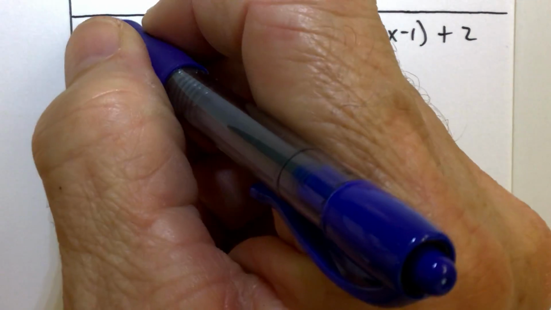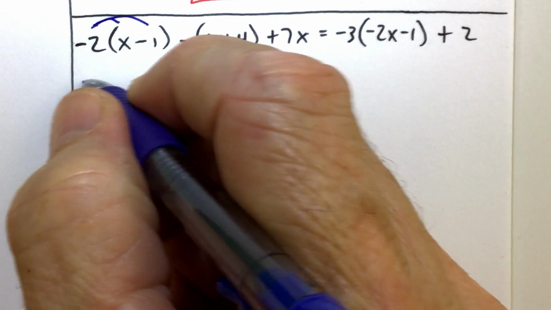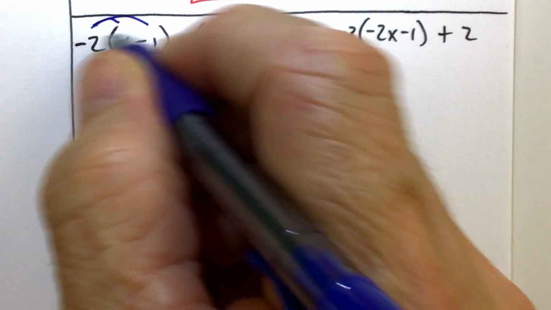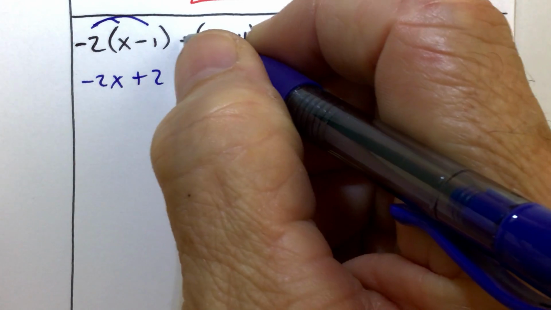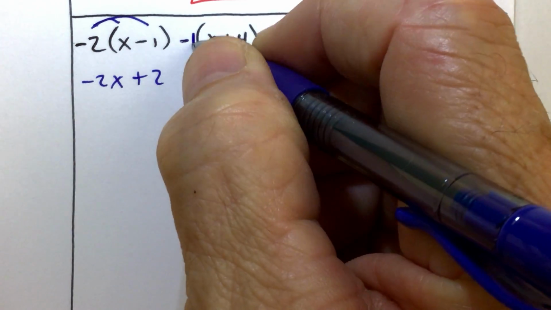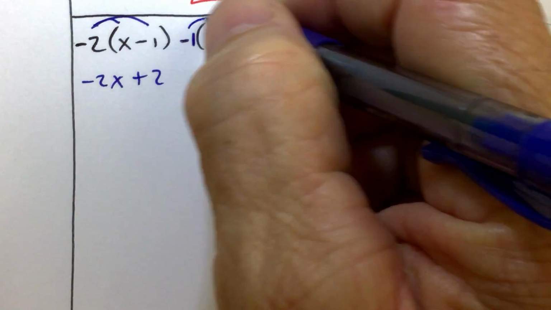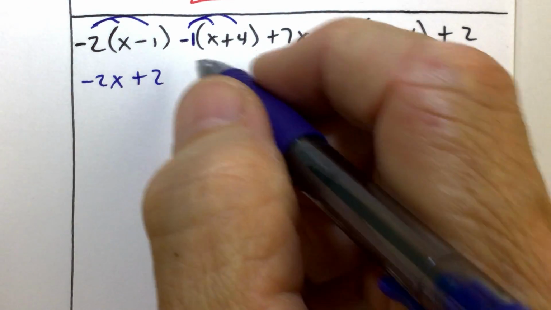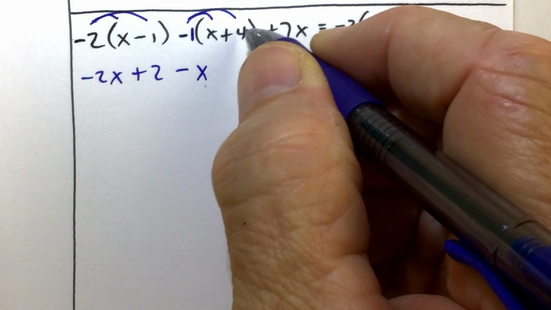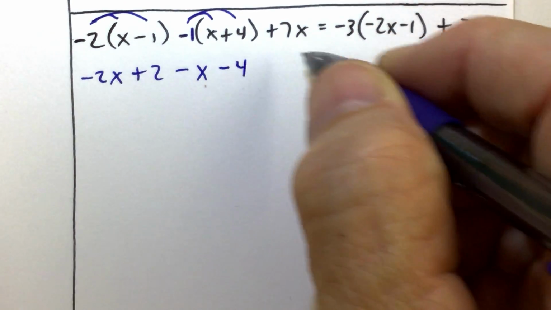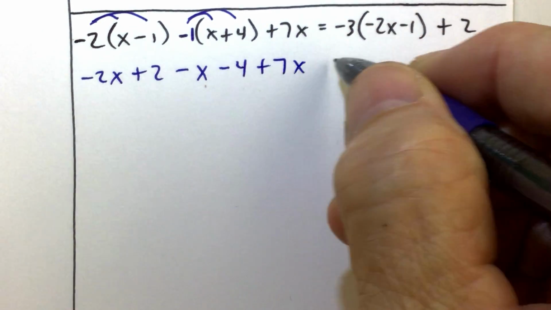Distributing the negative 2 to both terms, we get negative 2 times x is negative 2x. Negative 2 times negative 1 is a positive 2. And then again, when you don't see a number in front, I like to squeeze a 1 in there to remind me to go ahead and distribute the negative 1 to both terms. Negative 1 times x is negative x. Negative 1 times 4 is negative 4, or minus 4. And then we have a plus 7x.